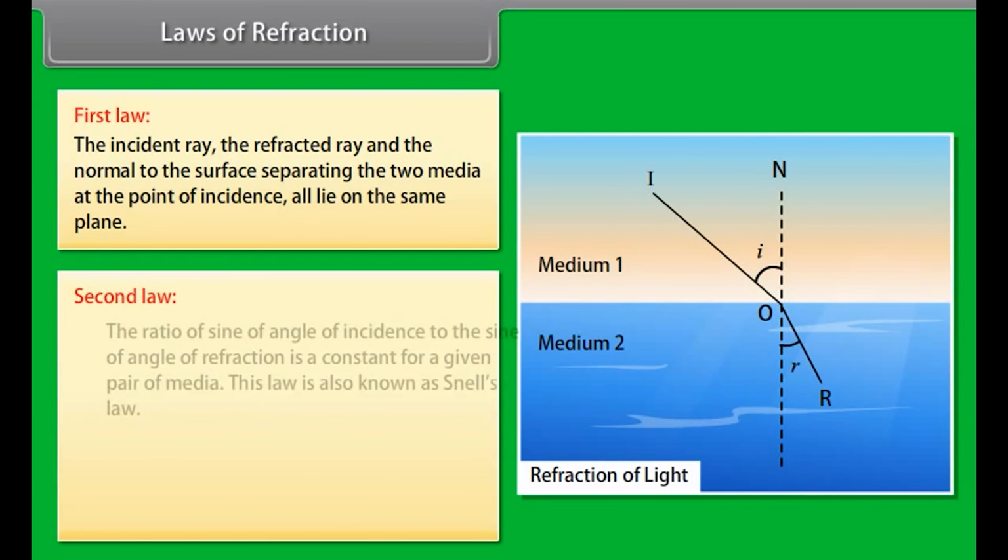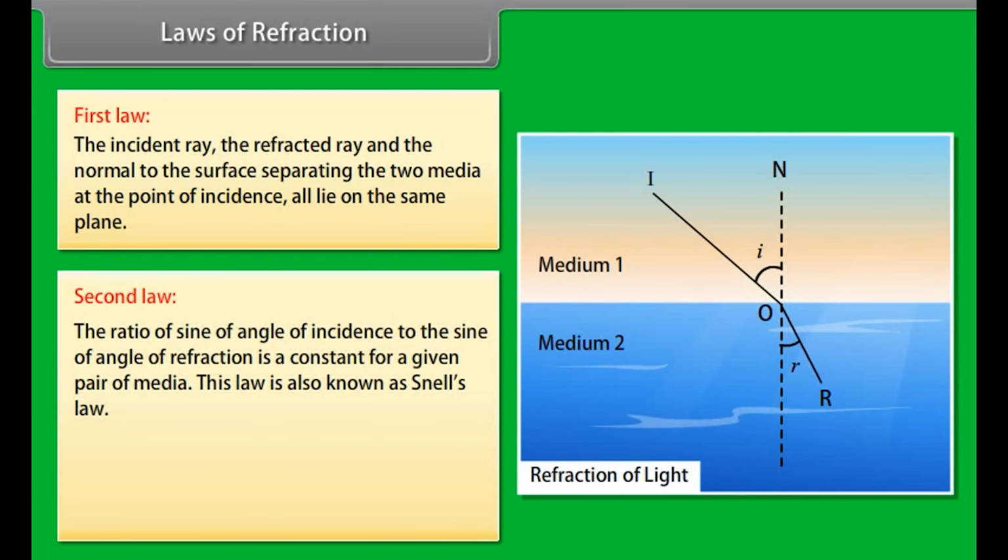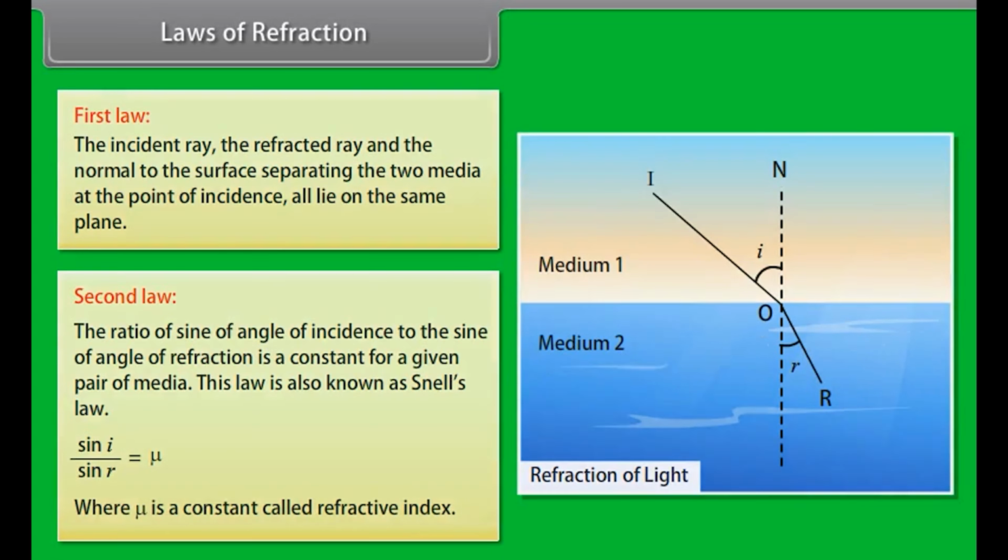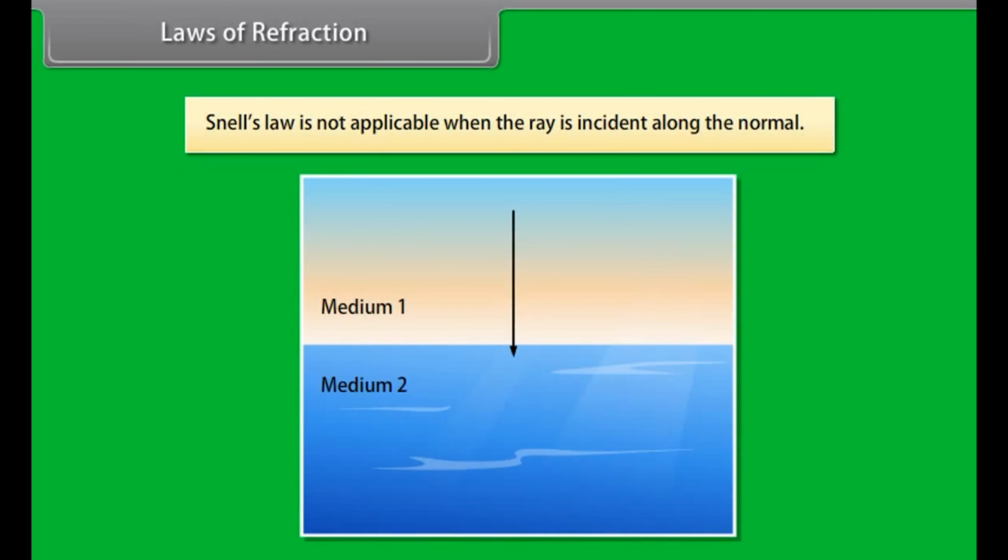Second law: the ratio of the sine of the angle of incidence to the sine of the angle of refraction is a constant for a given pair of media. This law is also known as Snell's law. sin i / sin r = μ, where μ is a constant called the refractive index. Snell's law is not applicable when the ray is incident along the normal.